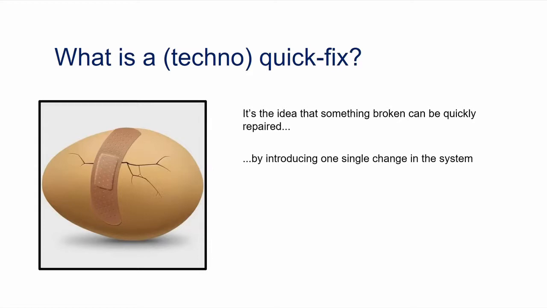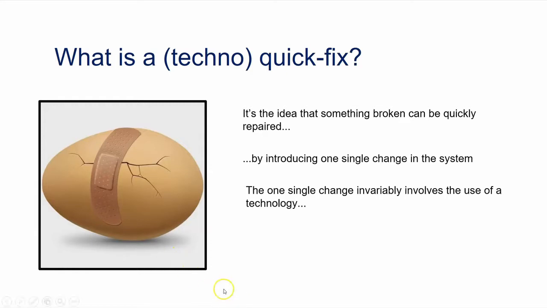The second thing about quick fix or techno quick fix is that the thing that gets broken can be quickly repaired the moment in which we introduce a single change in the system. In this case, we have the egg that gets broken, there is a crack, and the plaster is supposed to repair the damage fairly quickly, of course. When we are talking about not just quick fix, but techno quick fixes, then technology comes into place, because the one single change that would repair what got broken invariably involves the use of a piece of technology.